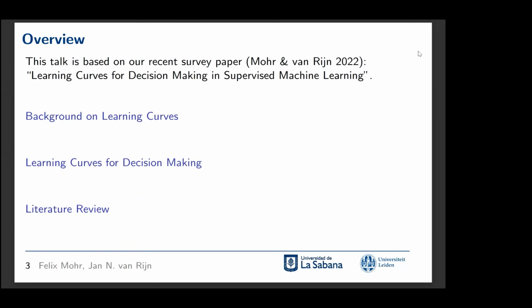The talk is split into 3 parts. First we'll talk a bit about the background on learning curves. Then I will give a really quick overview of how we can use learning curves for decision making. And in the third part, Jan will give an overview of the literature, which is surprisingly rather small.